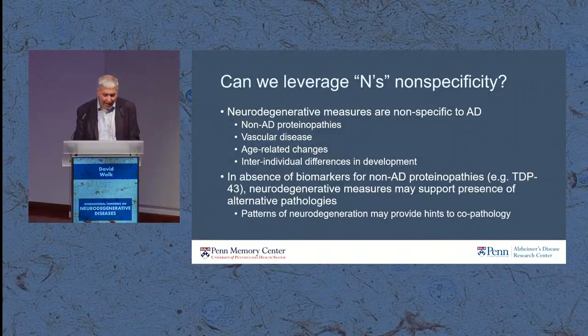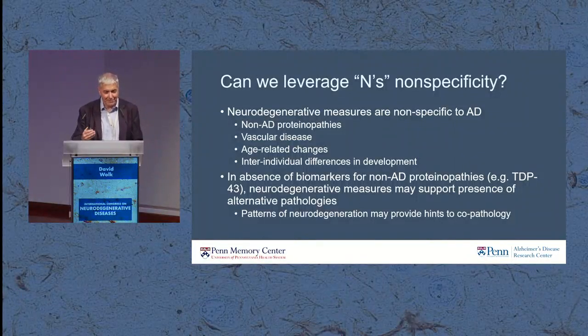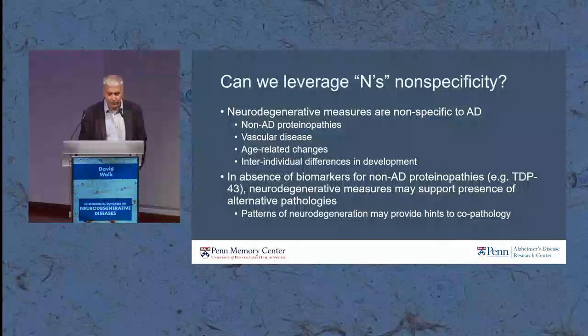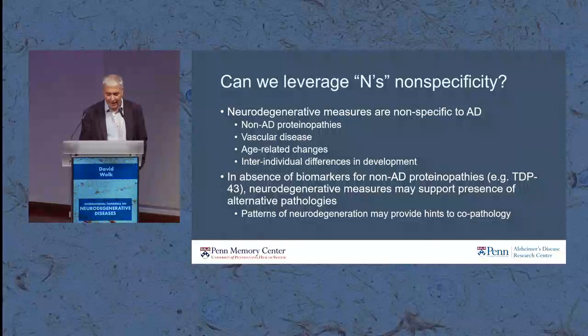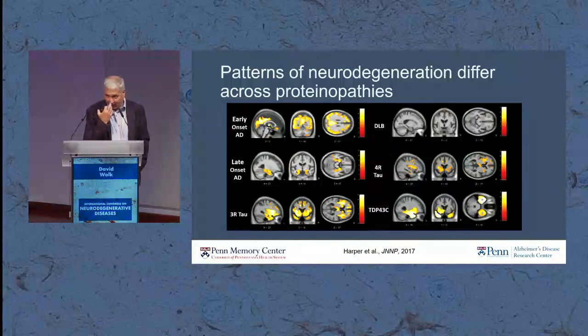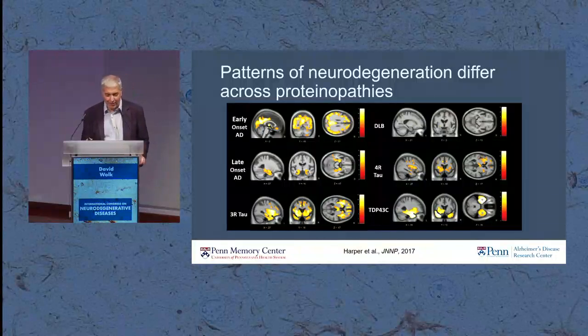And so in the absence of non-Alzheimer's disease biomarkers, and right now we don't have one, although I think there are some on the horizon for TDP-43, and I think there are emerging markers also for alpha-synuclein, neurodegenerative measures may help support the presence of these alternative pathologies, and the patterns of that may provide hints to co-pathology. And with neurodegeneration being nonspecific, we shouldn't throw the baby out with the bathwater, as they say. I don't know who says that, but some people say that.